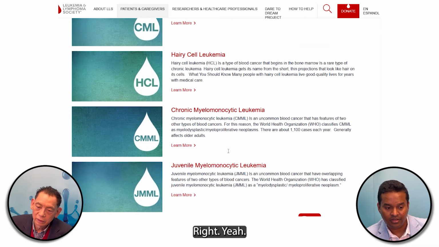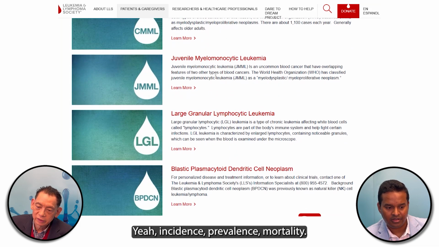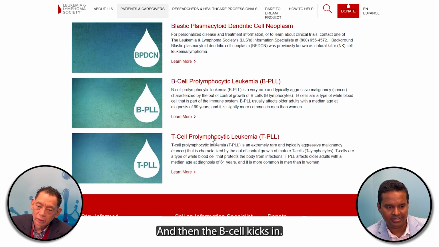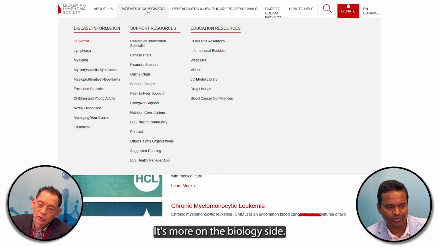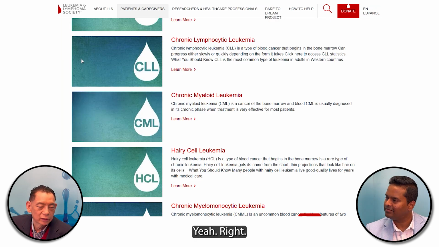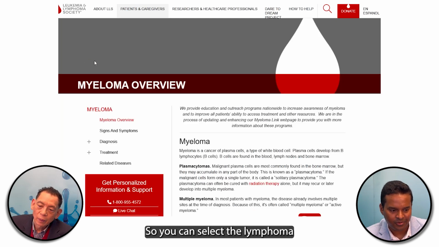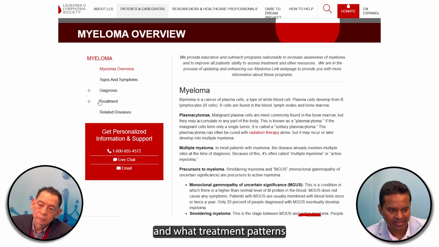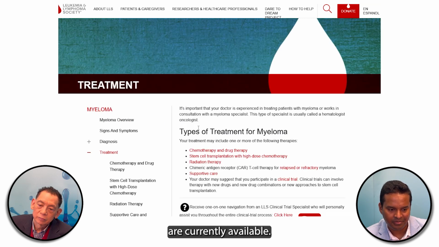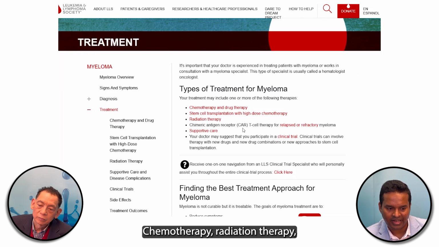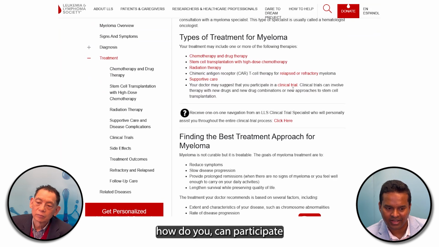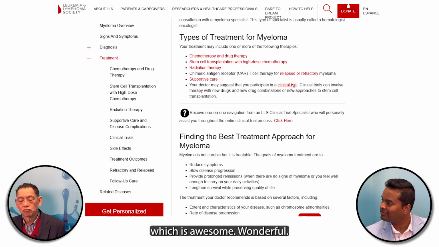Right. Incidence, prevalence, mortality. Right. And then the B cell kicks in. So this is much more on the biology side. Yeah, right. So you can select a lymphoma and see what treatment patterns are currently available, chemotherapy, radiation therapy. And how you can participate in a clinical trial too, which is awesome.